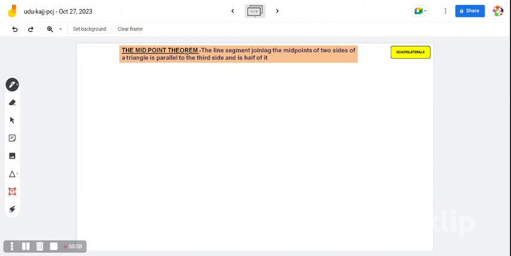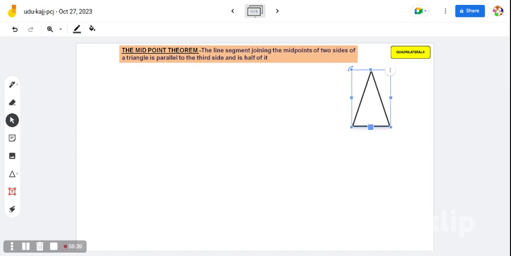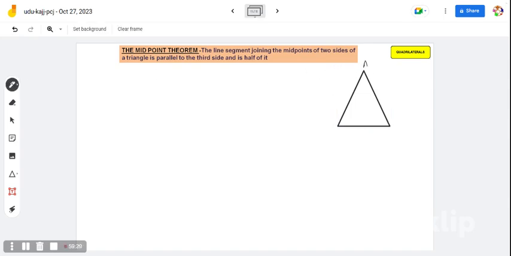So today we will go through the midpoint theorem in triangles. It says that the line segment joining the midpoints of two sides of a triangle is parallel to the third side and is half of it. So let us draw a triangle. So ABC is a triangle.